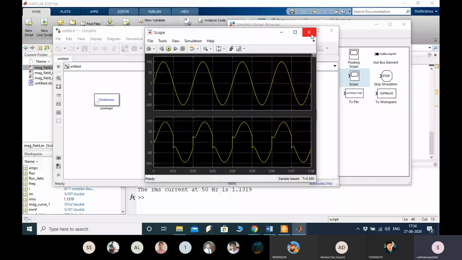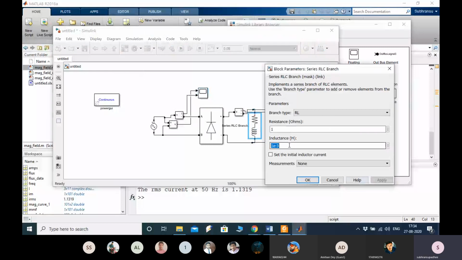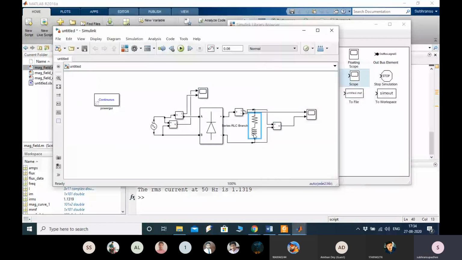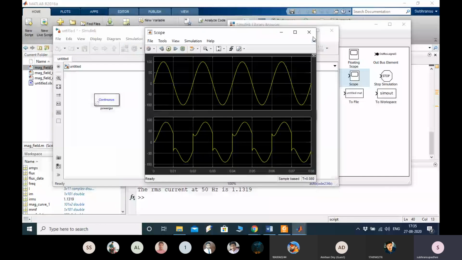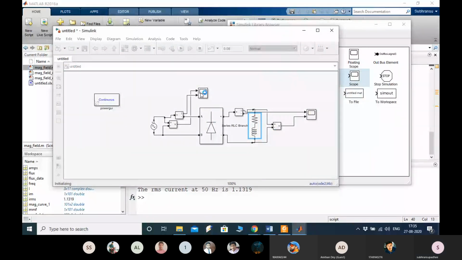Now here, if I make this load higher, make the inductive part of the load higher, ultimately you will get a square wave of the source current. You will definitely get a square wave of the source current. So suppose I increase it much higher, 15 millihenry, right?